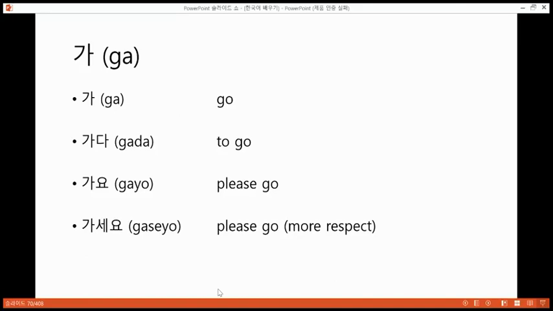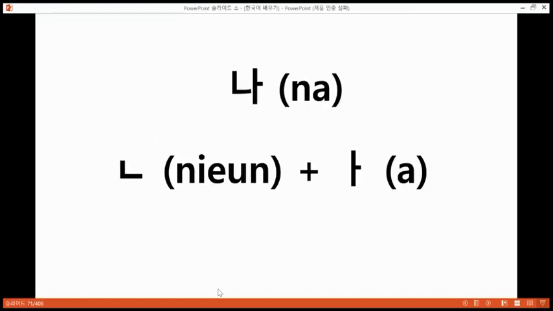가 means go. 가다. To go. 갔다. Went. 가요. I go, do you go, please go. Okay, 가세요. Please go with more respect. Okay, let's go to the next one.